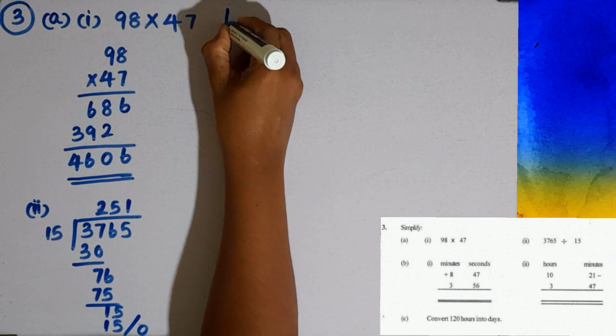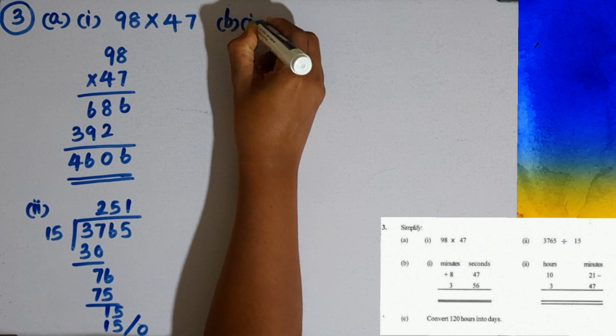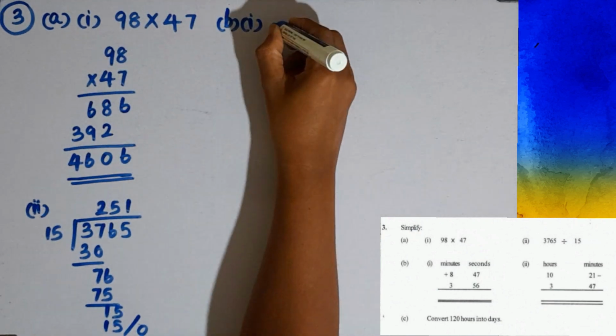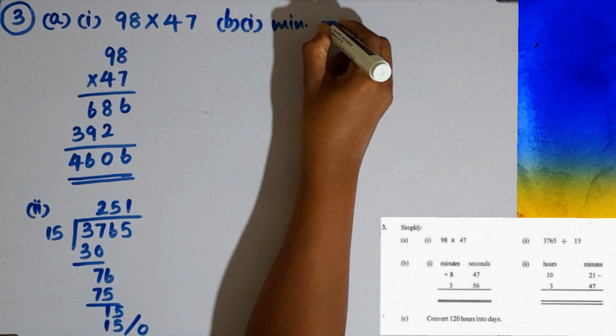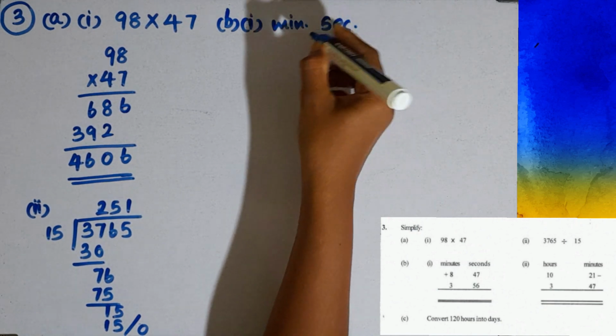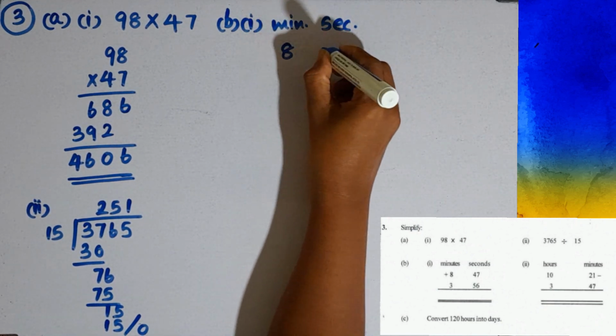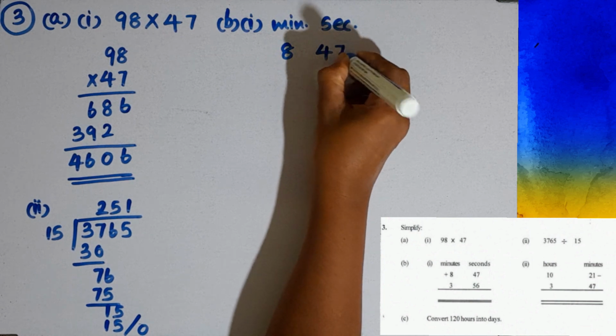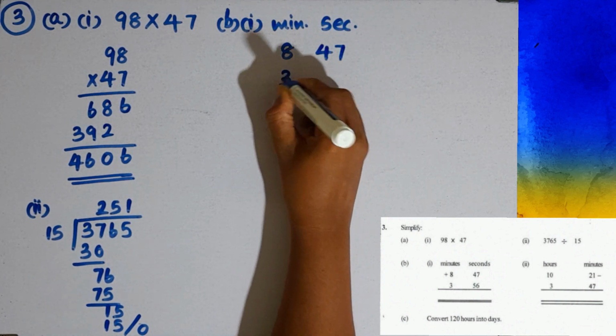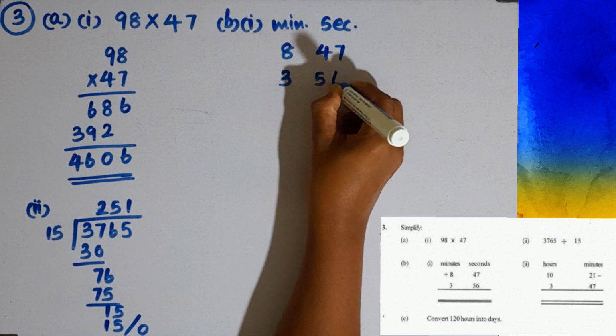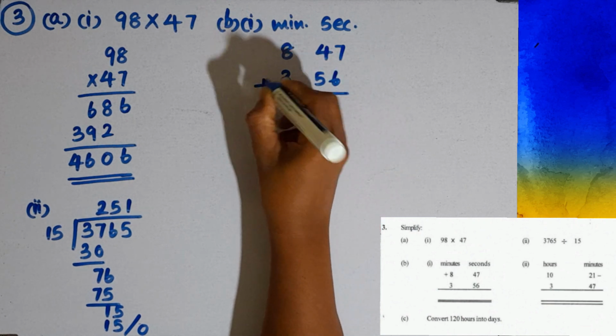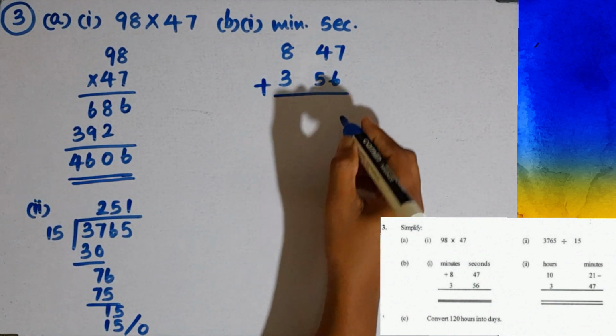Then in B part, first question, minutes, seconds. We have to take this addition. 8 minutes, 47 seconds. Then 3 minutes, 56 seconds. We have to add these two times.